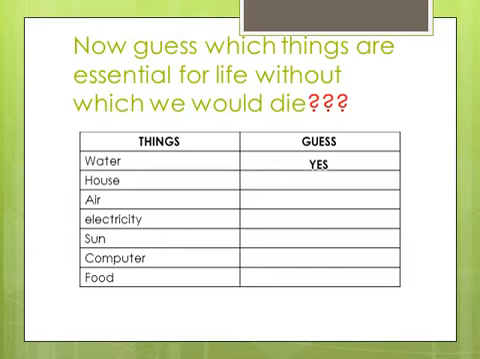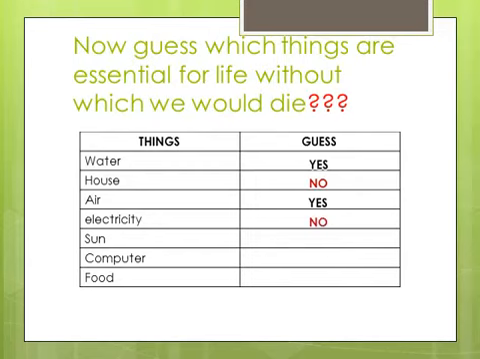Now the next thing is house. Is a house necessary for our life? The answer is no. We can live without a house, but we cannot live without water. The next thing is air. Air is also necessary because we cannot breathe if there is no air. Now the next thing is electricity. Is electricity necessary? No.